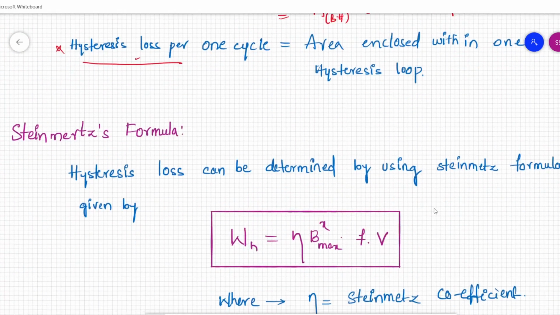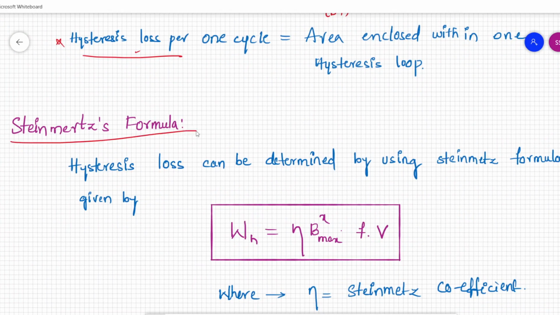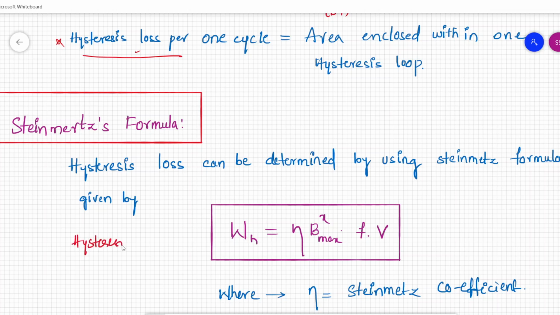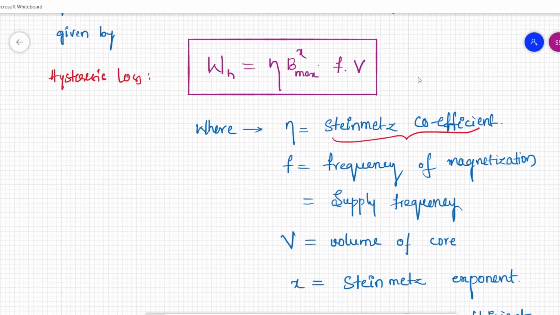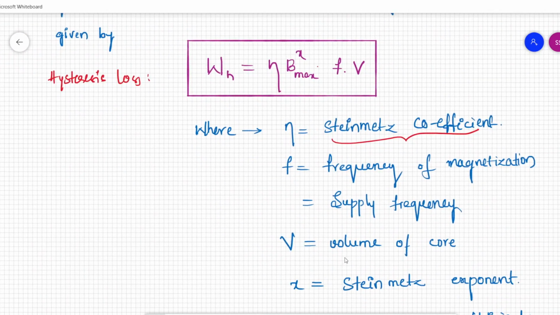Mathematically it can be given by the Steinmetz formula. Mathematically, hysteresis loss can be formulated as WH, the loss due to hysteresis effect, equal to eta Bmax to the power x into F into V. This eta is called the Steinmetz constant. Bmax is flux density, F is frequency, and V is volume of the core. So it depends on the volume of the core also. The hysteresis loss is directly proportional to the volume of the core. If the volume of the core is more, the hysteresis loss is more.